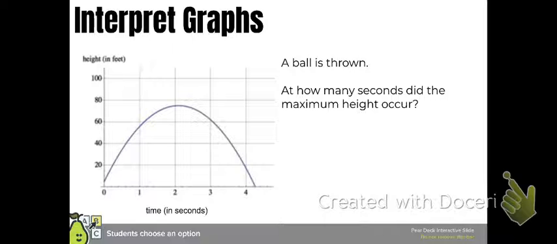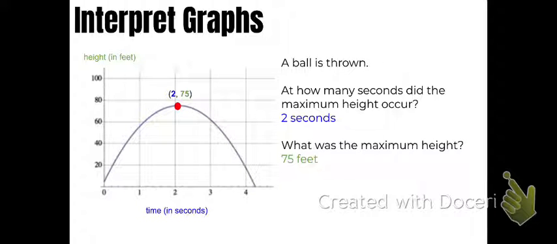So when it asks at how many seconds did the maximum height occur, you need to think, which of those points am I looking at? You also need to think, which of the numbers am I looking at? The x-coordinate or the y-coordinate? If it's asking me how many seconds, I need to make sure that I say 2, because it says 2 seconds. 2 is my x-coordinate. If it's asking me what is the maximum height, I need to say 75, because 75 feet is my height.